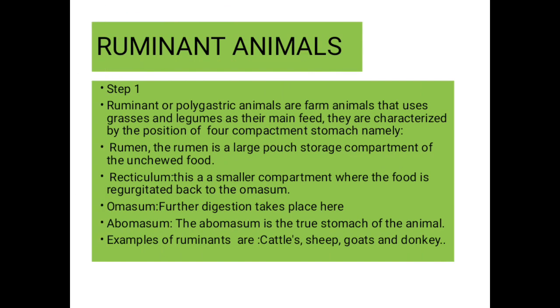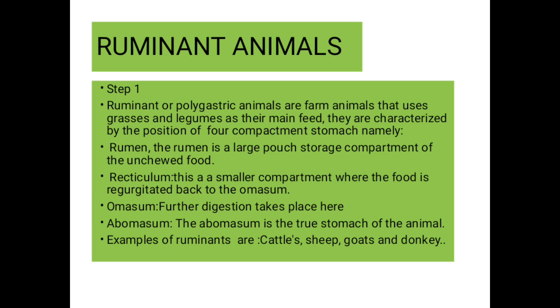Ruminant animals. Briefly, we're going to be talking about them this morning. What are ruminant animals? First of all, ruminant animals, or you can actually call them polygastric animals, are farm animals that use grasses and legumes as their main feed. Just the way you eat your rice, your fufu, and the rest of them, these particular animals feed on grasses and legumes as their main food. It's not that they cannot eat other things, but basically these are their feed.